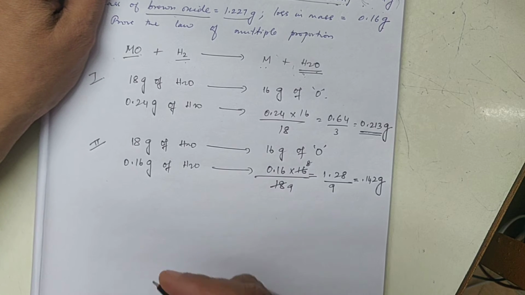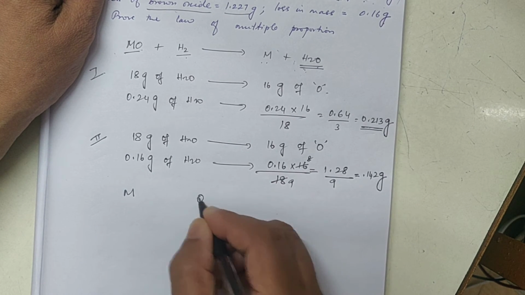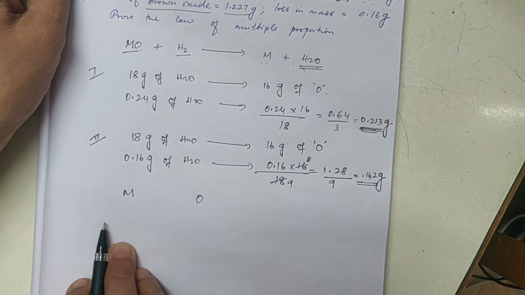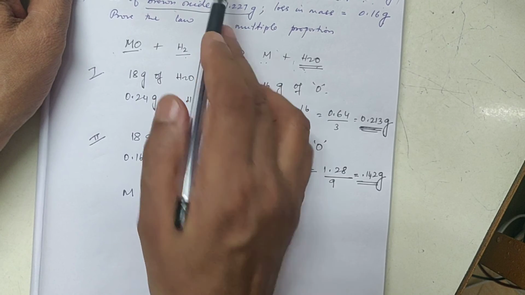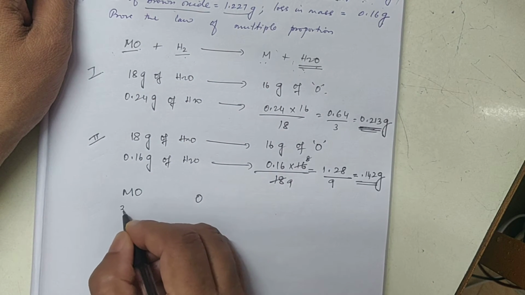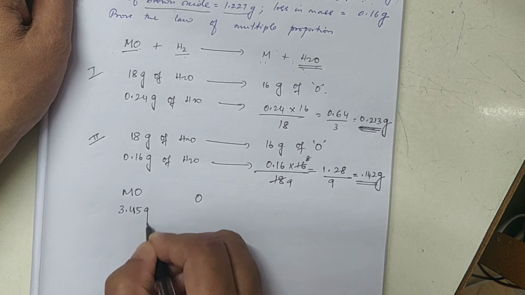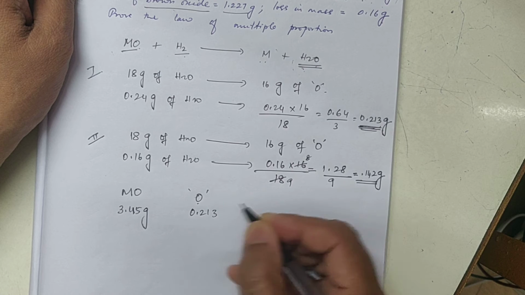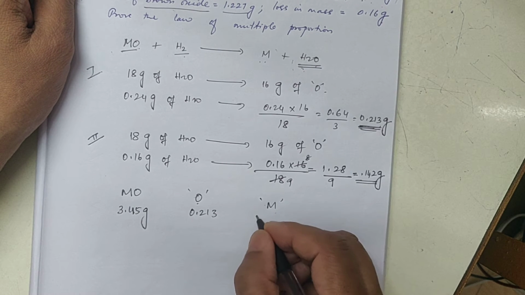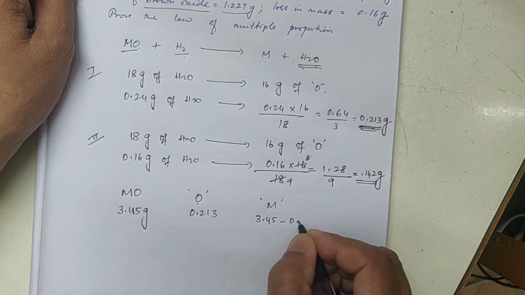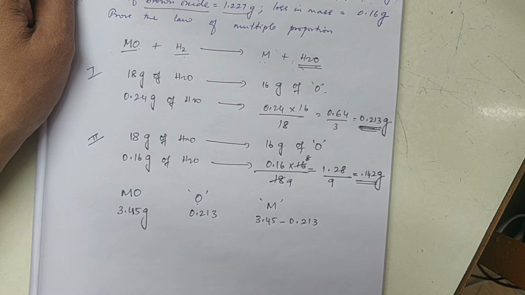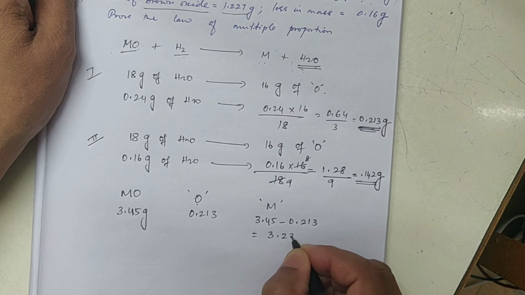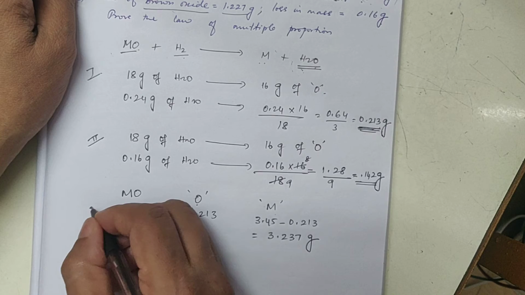Now come to metal and oxygen. You have got oxygen. This is the mass of oxygen in both the cases. Metal oxide is 3.45 gram and oxygen in the first case was 0.213. So what will be that of metal? It will be 3.45 minus 0.213. That will be 3.237 gram. This is the first one.